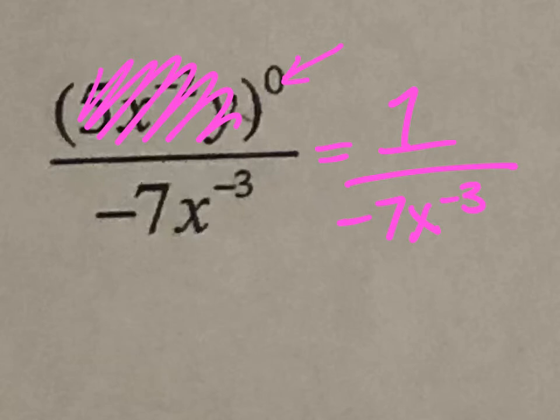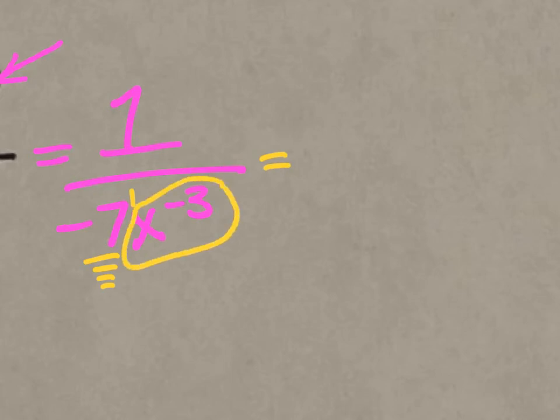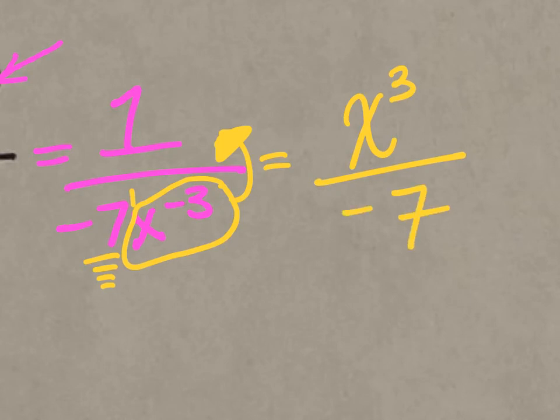Now, where most students are going to make the mistake is when they go to simplify this a little bit. This has its own exponent. Its own exponent is 1. So when you simplify this, only the x to negative 3 is going to move. So you get x to the third over negative 7.